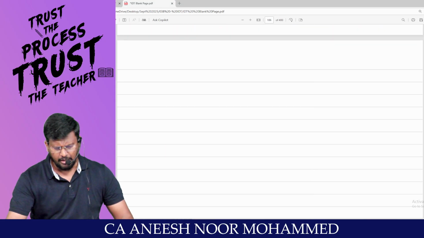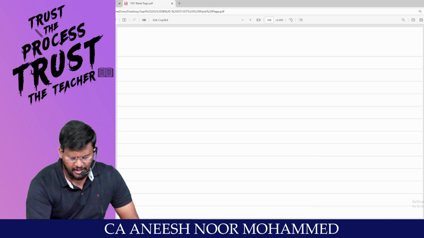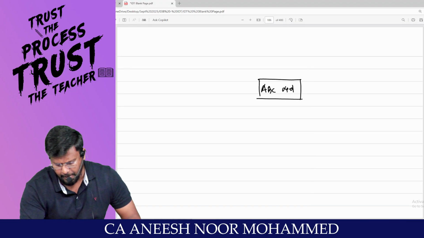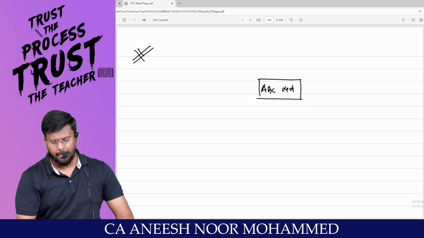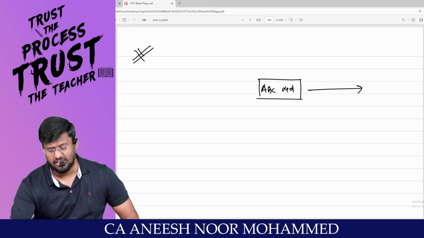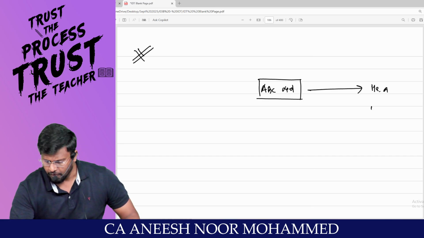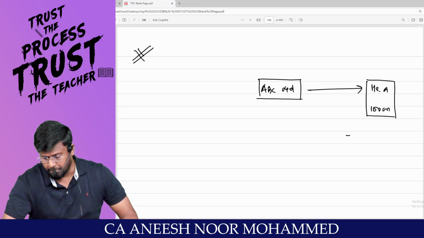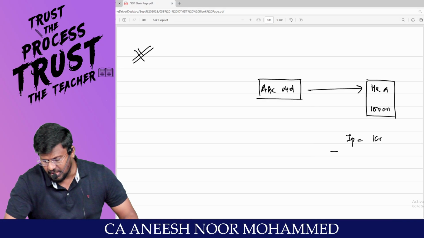The same example continues, my dear lovable students. There is an insurance company called ABC Limited. Same example, the next amendment I'm talking about. This ABC Limited has given insurance services to Mr. A for the same value of 100 crores. For that they are supposed to collect premium. Insurance premium is equal to 1 crore.